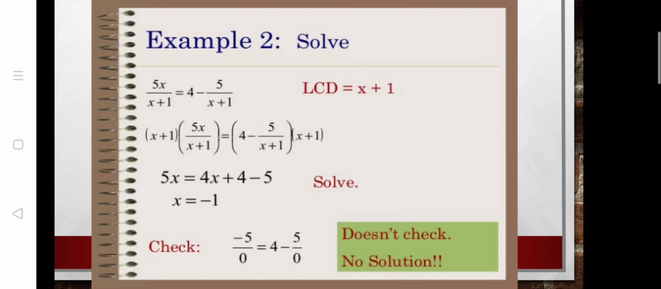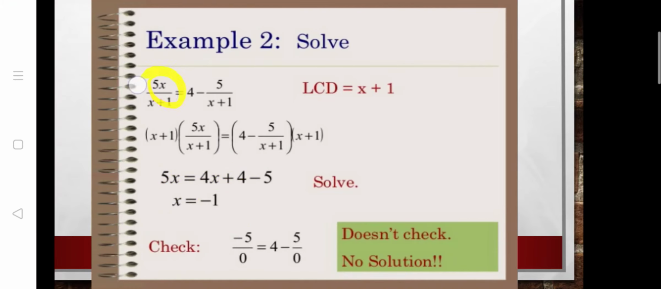Now, we have to combine similar terms. So this 4x will be transferred or transposed to the other side. It will become negative. So 5x minus 4x is x. Okay? Then 4 minus 5 is negative 1. Therefore, our value of x is negative 1. But to make sure if it will make this equation true, we have to check our obtained value of x. Okay? So we have to substitute x by negative 1.